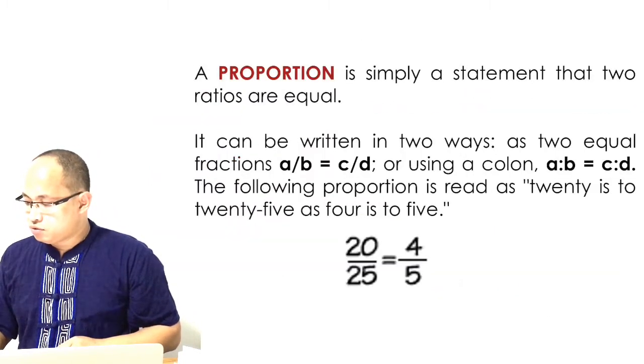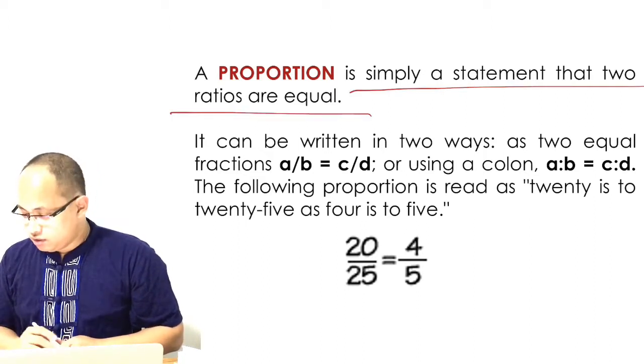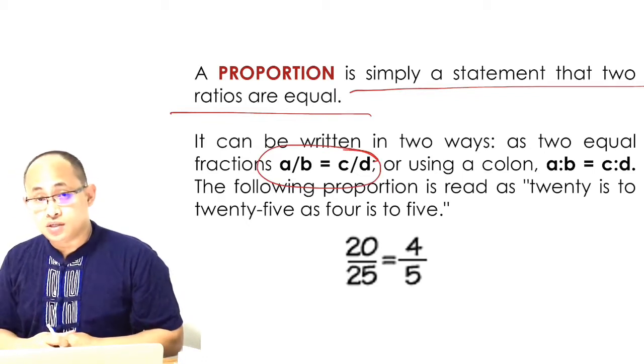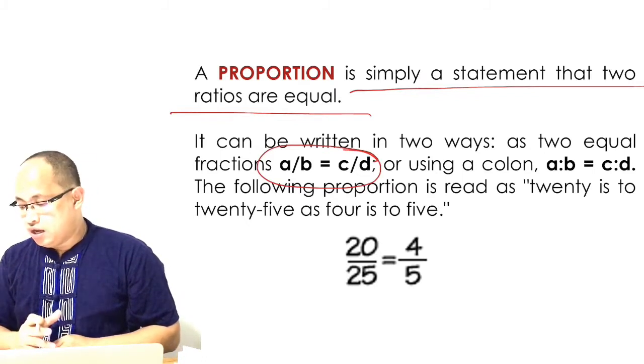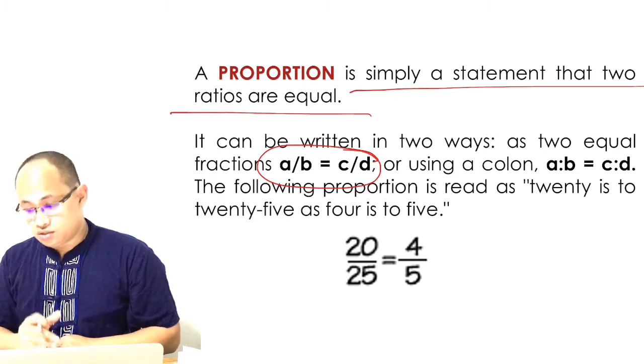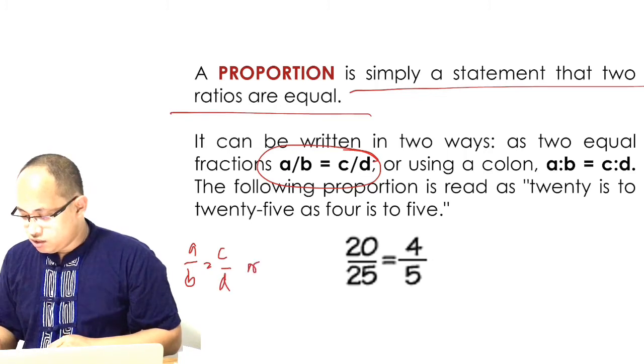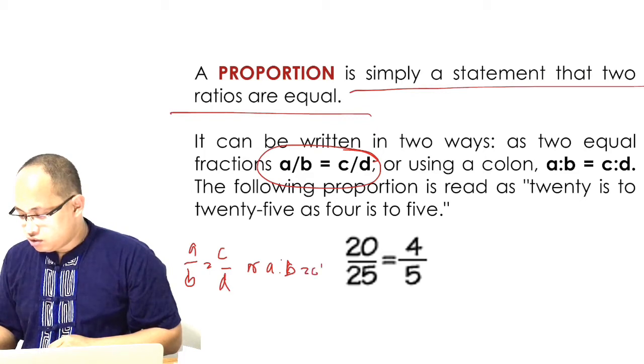Here's another definition for proportion. It is simply a statement that two ratios are equal. So let's have an example here. Look at this: A over B is equal to C over D, or A is to B is equal to C is to D. So therefore it is A over B equals C over D, or A is to B equals C is to D.